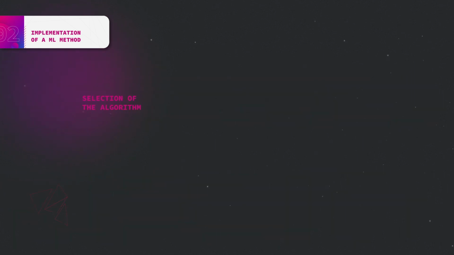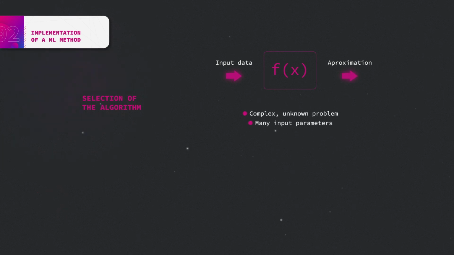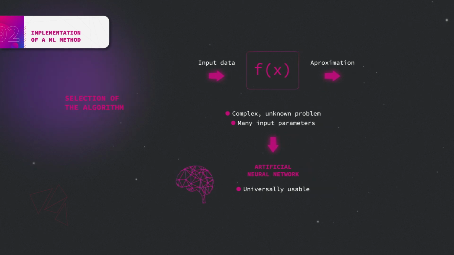Selection of the algorithm. If the problem can be described as a complex, multidimensional and nonlinear function which is to be approximated, an artificial neural network is an appropriate algorithm. It is universally usable for almost any kind of problem. However, it can be difficult to find a suitable network design. Furthermore, training is very important in order to achieve reliable results. Often, a supervised learning technique is applied.